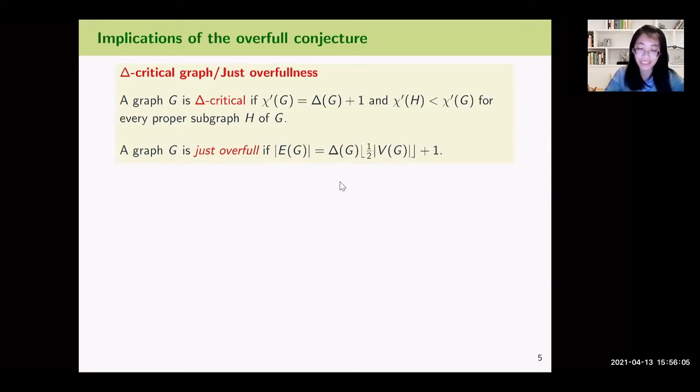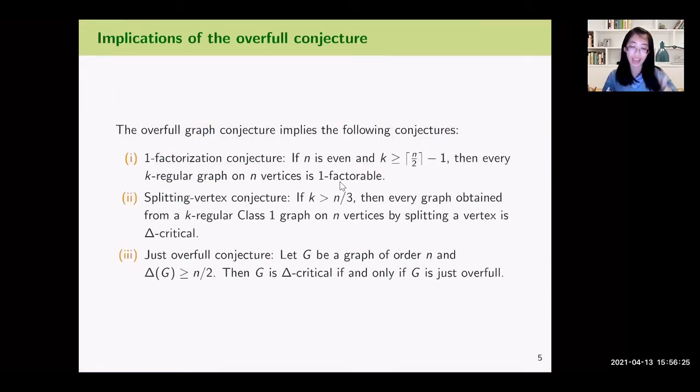We say graph G is Δ-critical, which just means the graph is class 2, and any proper subgraph will have smaller chromatic index. And we say a graph is overfull, which just means that it has exactly one more edge than the graph not being overfull. And the overfull conjecture actually implies these conjectures. The first one is the one factorization conjecture.